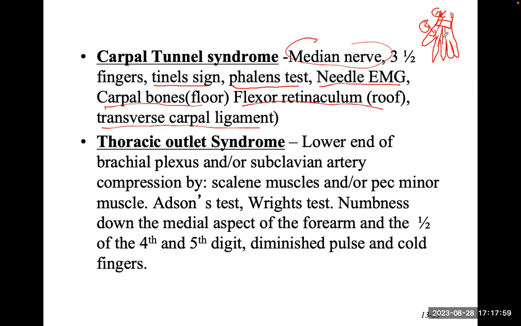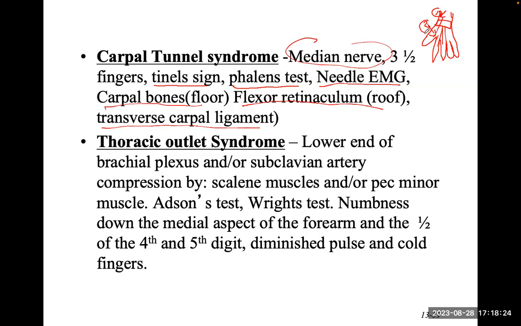If the finger flexors are overused and the tendons become thicker, then the space within the tunnel gets smaller and the median nerve gets compressed. So they put a needle here, send an electric shock, and measure how long it takes to go from needle 1 to needle 2. Let's say it should take 1 second, and it takes 3 seconds. We know the compression is happening here.